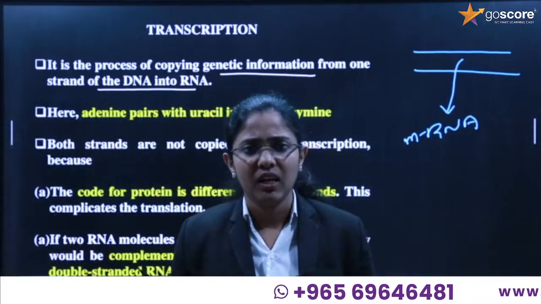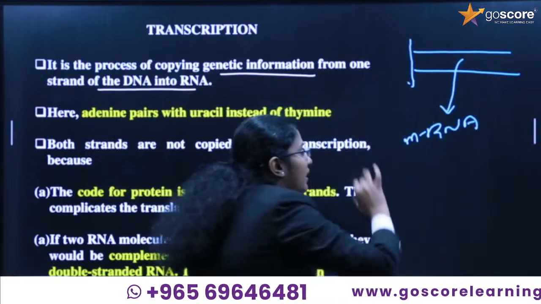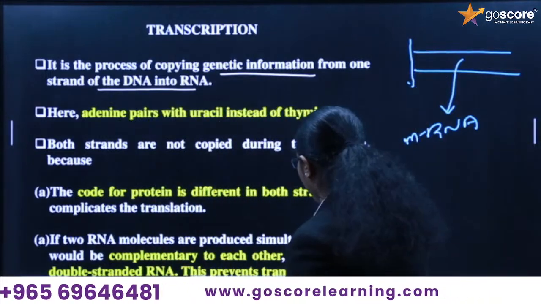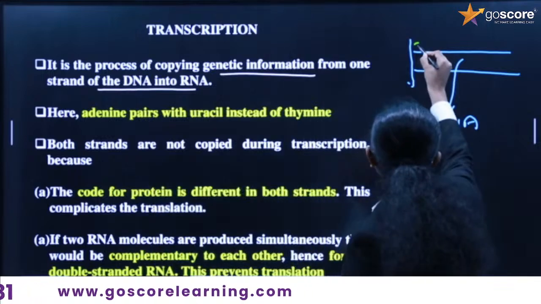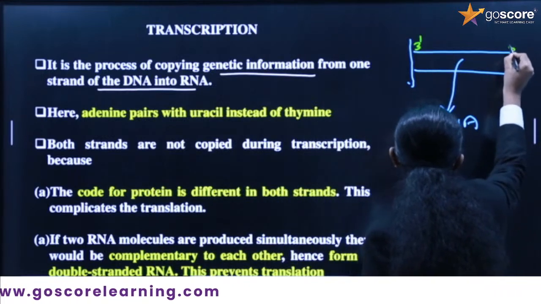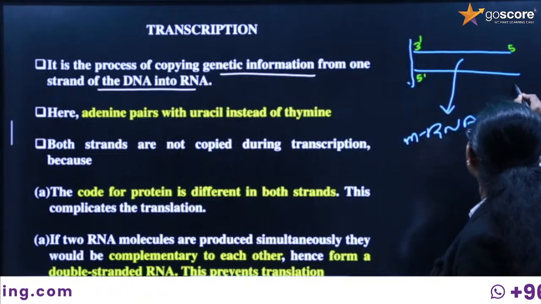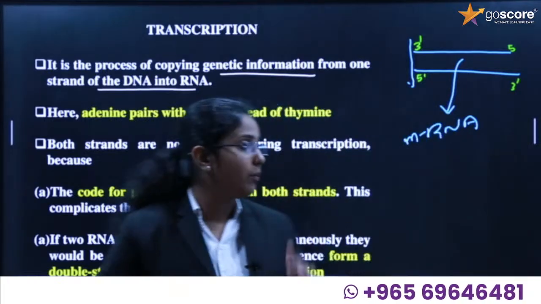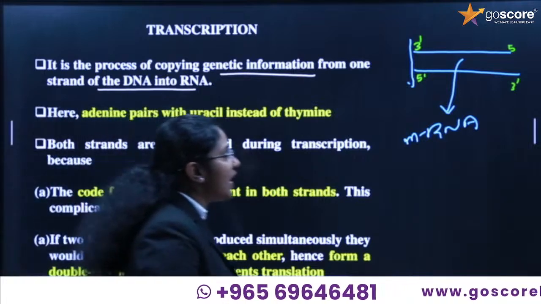What is transcription? You have a double-stranded DNA here. After replication, you got the double-stranded DNA. We can mark the direction: this is a strand with 3' to 5' direction, whereas the next strand will be 5' to 3'. So what is the speciality here?